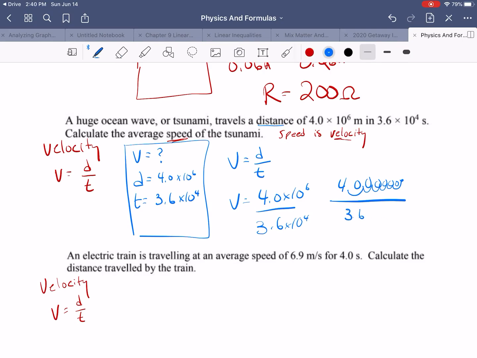So I'm just going to do my zeros. 1, 2, 3, 4, 5, 6. Divide that by 3, 6, and then there's 3 zeros, and I get my answer. My velocity is 111.1. Now, because I'm not familiar with the units that velocity is measured in, I'm going to go back up to my table.